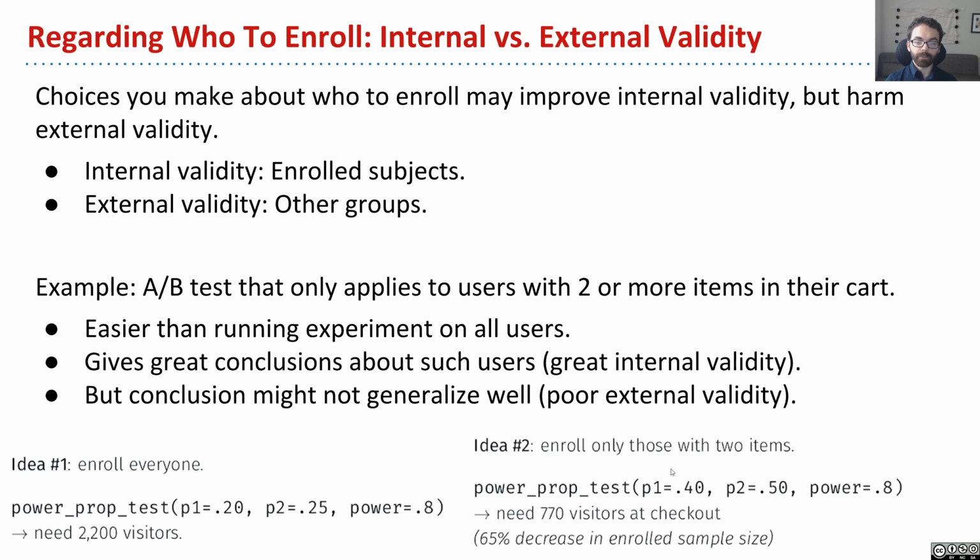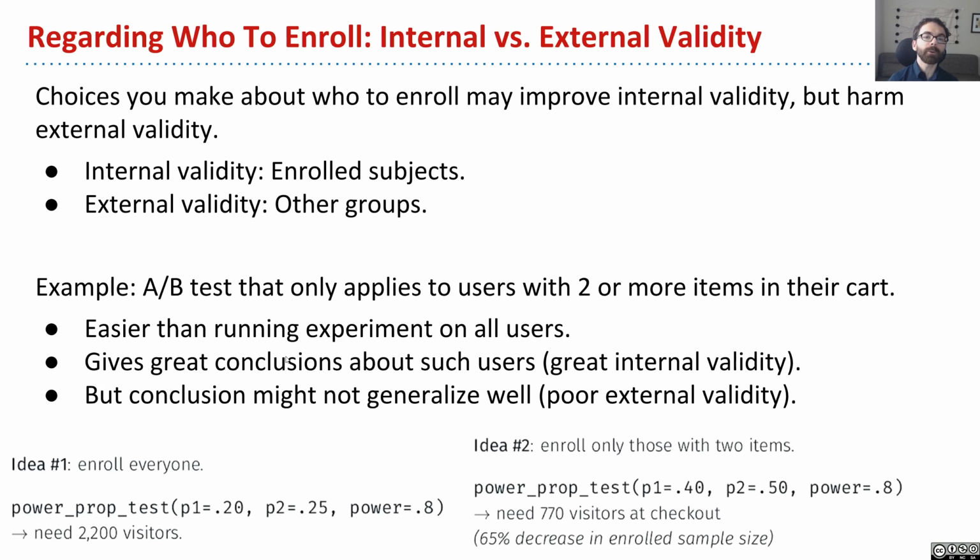So in other words, if we already have a group that is predisposed to have a higher conversion rate, we could do experiments on them with fewer users. You only need 770 versus 2,200 users. Now in this case, this brings up an interesting tension he describes as internal versus external validity.